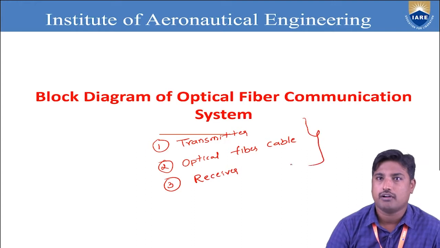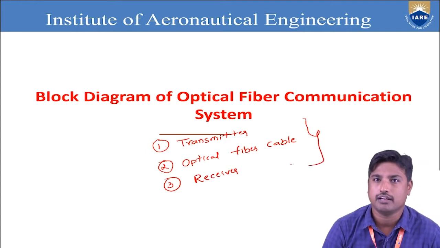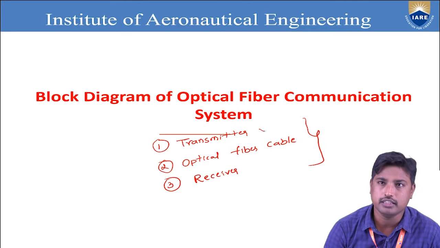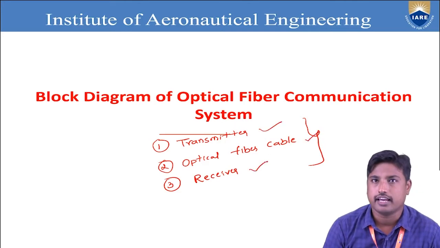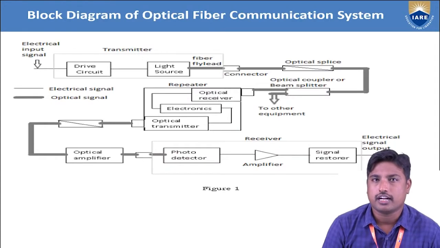In the block diagram of optical fiber communication system, mainly we have three sections: transmitter, optical fiber cable and receiver. See the diagram. We are giving electrical input to the transmitter. The transmitter consists of three sections here: drive circuit, light source and fiber flylet. The transmitter receives the electrical signals and converts them to light signals or optical signals.